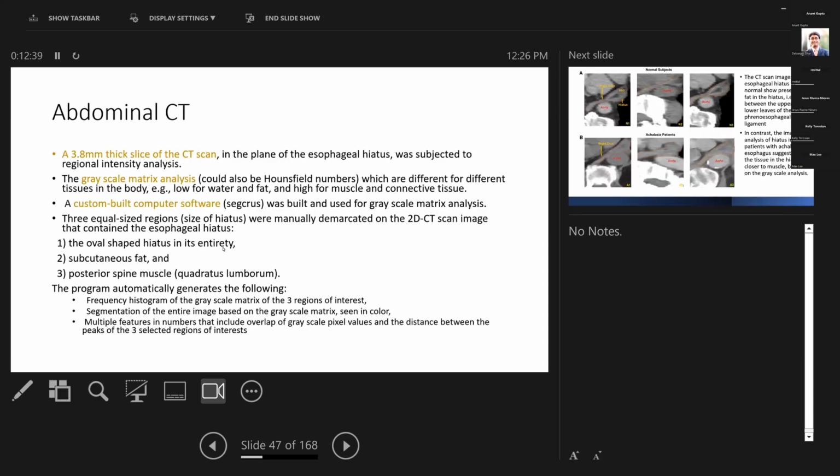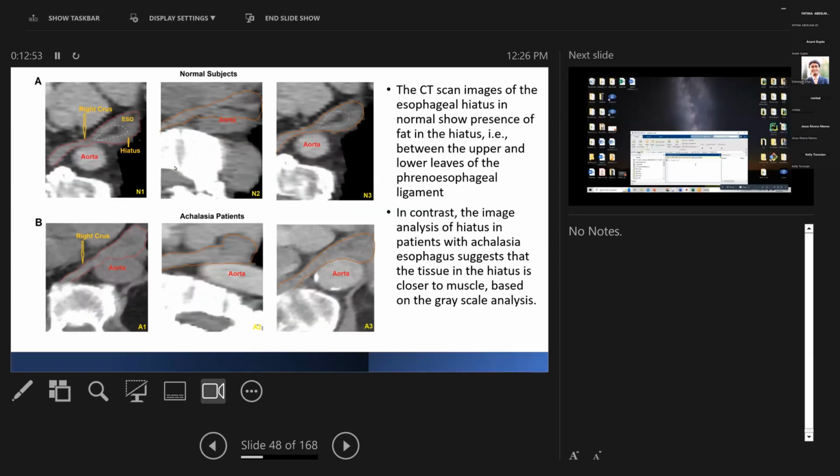So we obtained 15 abdominal CTs of normal and achalasia patients. And we did some grayscale metric analysis, whether on the intensity or the Hounsfield, and we developed a custom-built software to do this. The upper three panels are the hiatus of the three normal subjects. You see the darker regions. And you see the achalasia patient, so it looks like more muscle, no dark regions there.